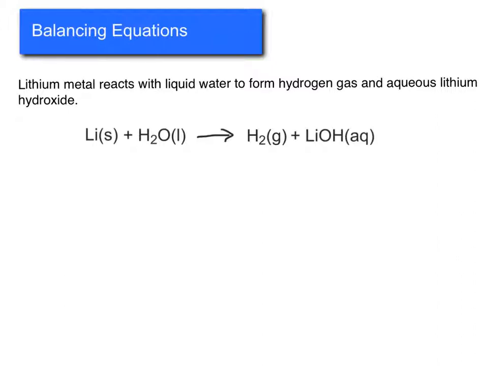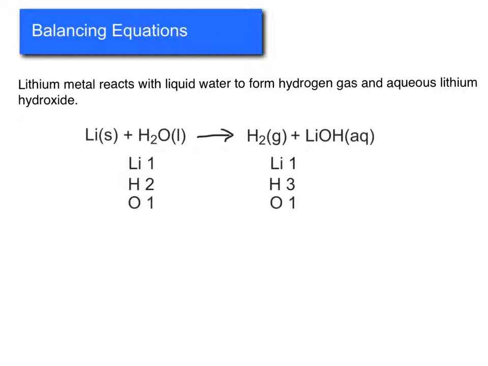Okay, so now we want to count up how many of each element we have. So we have lithium on both sides. We have 1 in each case. We have hydrogen on both sides. We have 2 hydrogens in the reactants in our water. And we have 3 hydrogens in our products, 1 in the lithium hydroxide and 2 in the hydrogen gas. And then oxygen, we have 1 in our reactants, and we have 1 in our products. So right now everything is balanced except the hydrogens, okay?